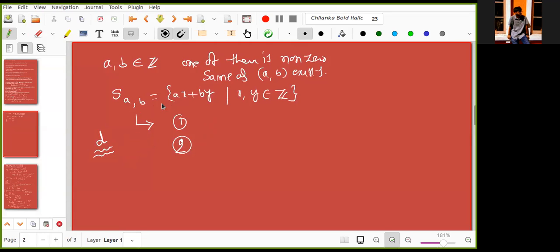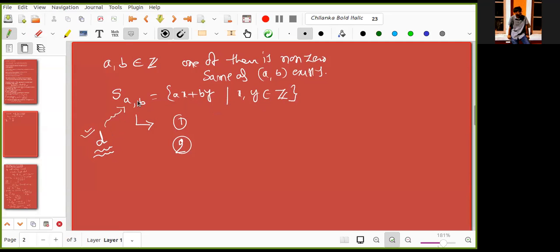Two integers a and b, such that both of them are not equal to 0 simultaneously. Yes, so S_AB is an infinite set and it contains positive elements, that we know. Then we constructed some set. This S_AB we intersected with N, basically. That contains a least element that I'm calling D. What is D now?